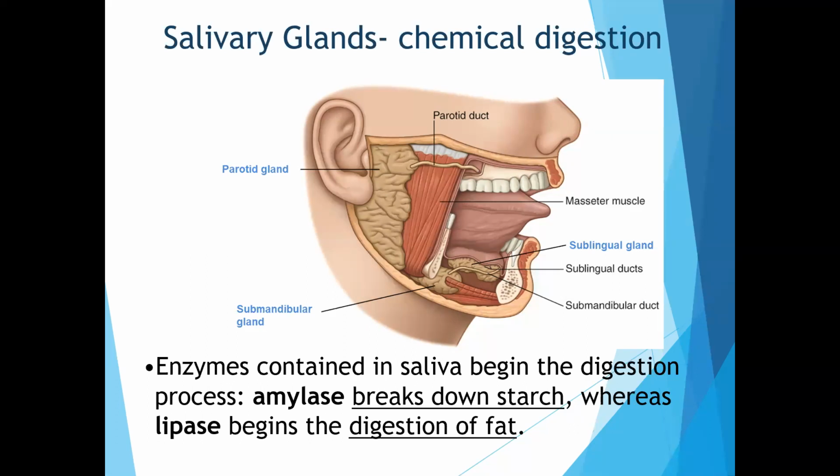And the reason that saliva is quite important in the digestion process is that it contains enzymes. If you remember, for those of you who have taken medical terminology, or if you haven't, this is a good suffix to know: ASE is the suffix for any enzyme. So anytime you see the ending ASE, you know that you're dealing with an enzyme. Two of the most important ones for us: amylase, which is going to break down starch, and lipase, which is going to begin digesting fat.